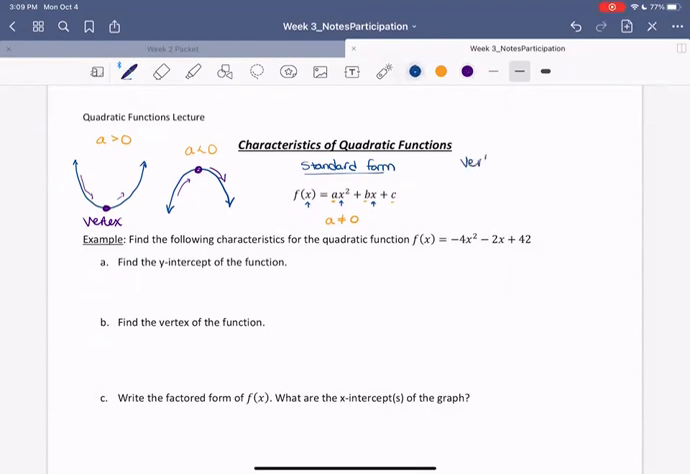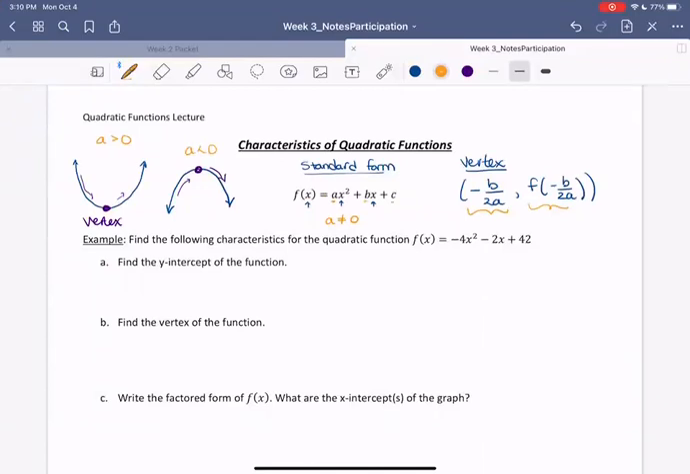So the vertex of a quadratic function written in the standard form is the following: negative b over 2a, comma, f of negative b over 2a. So the input value of the vertex is here, negative b over 2a, and then the output is just the output of our function, so f of negative b over 2a.